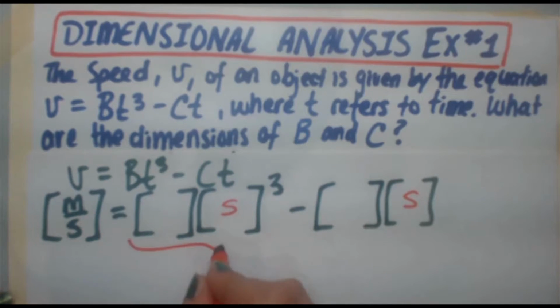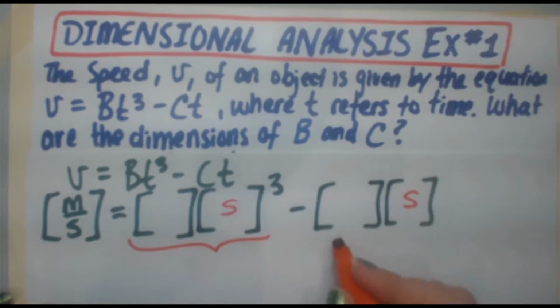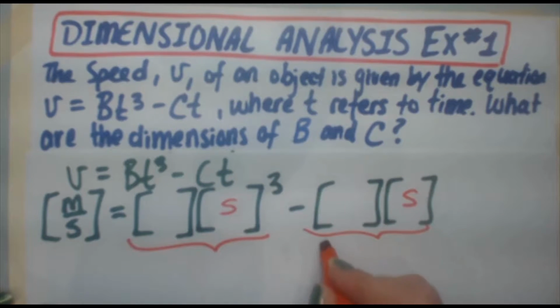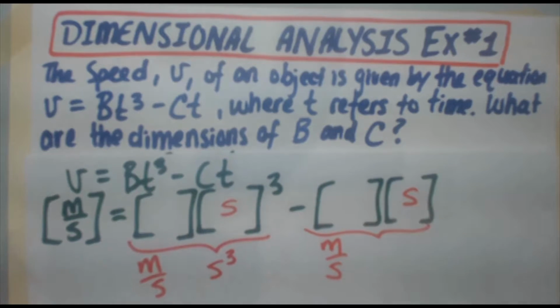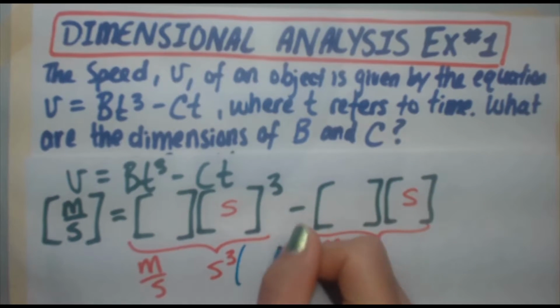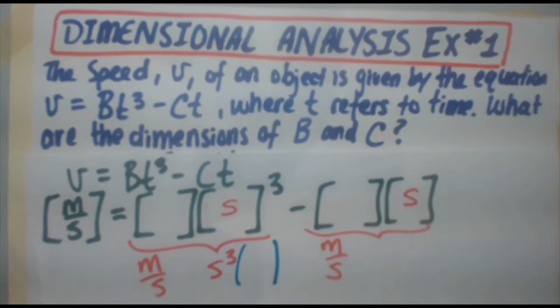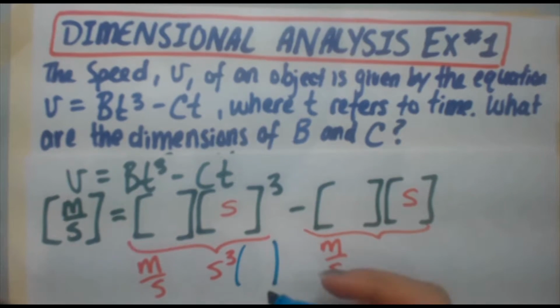Now, because we have meters per second on the left, and we have a difference on the right, both terms have to come out to having units of meters per second, right? Because meters per second minus meters per second is meters per second, okay? The only thing is right now you've got here on the left seconds cubed. So the question becomes this: what do I multiply to seconds cubed to get meters per second? Okay, that's what you need to ask yourself, okay?